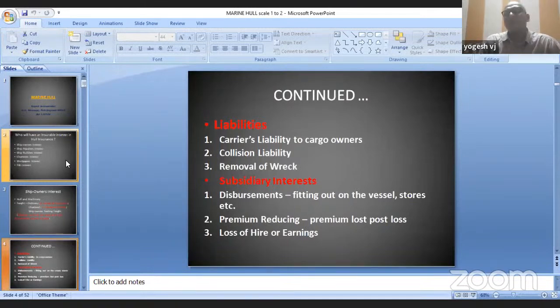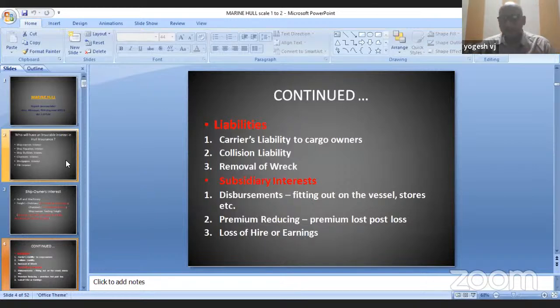In fire insurance, we can say debris. Okay. So this wreck that remains after an accident, whatever wreck is created, the removal of that wreck is also a liability. Now, there are other subsidiary interests that are associated with this, and they are disbursements. Now, you might have come across this word a numerous number of times. Disbursements. Basically, what is this?